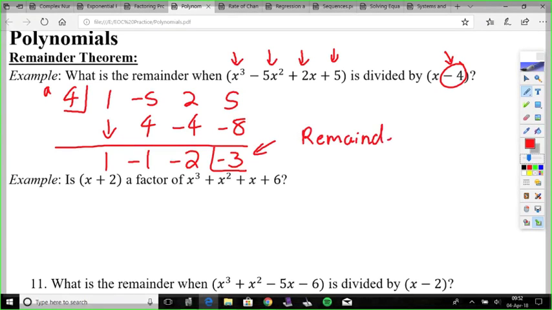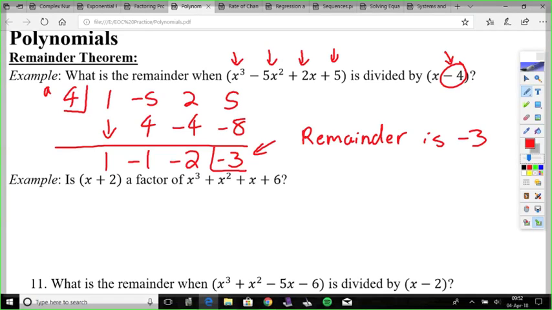Chances are, if this is a test and I want you to type it in, all you're going to do is just type in negative 3. You don't have to write us a full sentence. Again, these tests are being graded by idiots, so don't overcomplicate things. Just say negative 3, that's good enough.